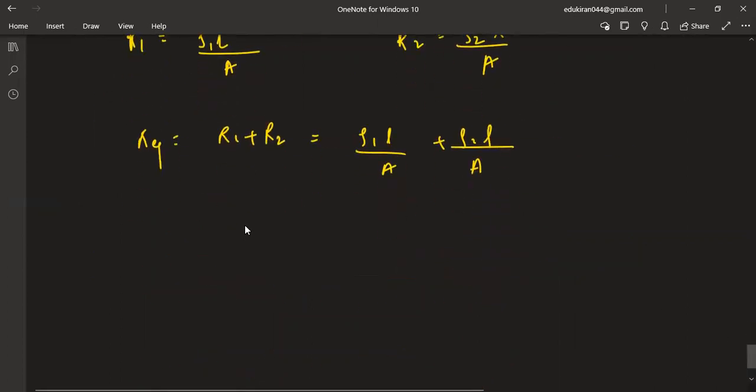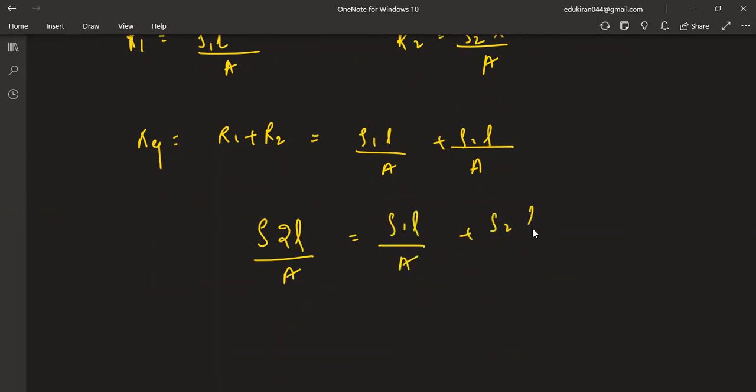R equivalent will be rho L by A, we write. So rho 2L by A. This is for entire wire. Rho L by A plus rho 2L by A. L by A, L by A, L by A gets cancelled. So 2 rho is equal to rho 1 plus rho 2.